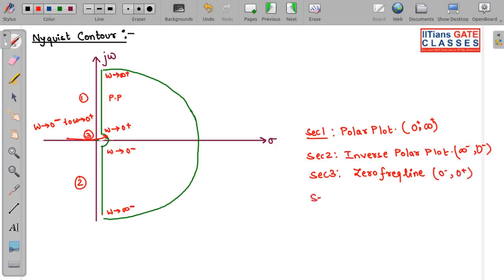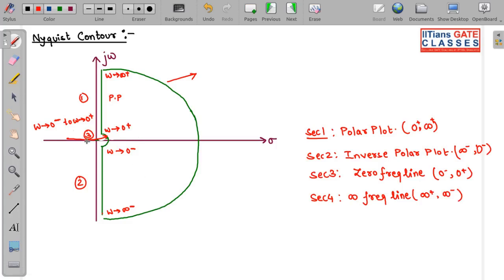And the last section, section 4, is this section, from plus infinite to minus infinite. This is known as your infinite frequency line. It varies from infinite plus to infinite minus. Okay, so this is all about the Nyquist contour.